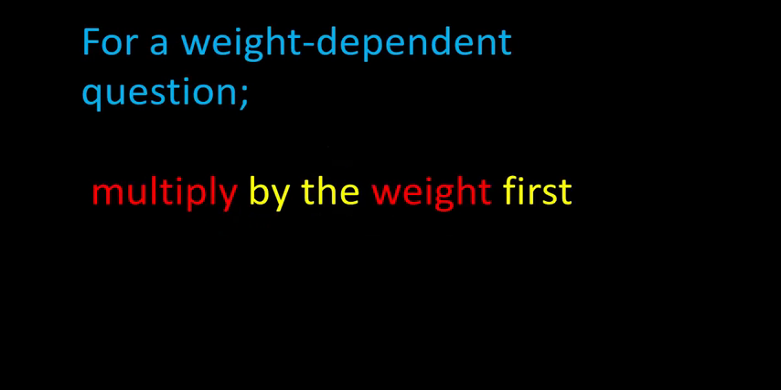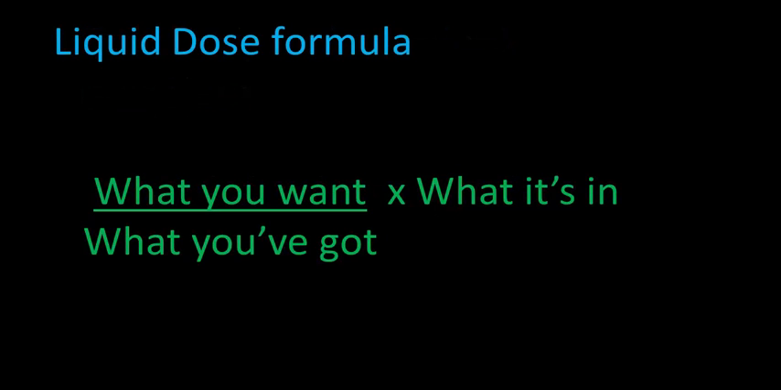When working with weight dependent questions, the first step we must always do is to multiply by the weight. So if, for example, we're given a liquid dose formula which is weight dependent, to find the first part of our formula, the what you want, we would multiply the dosage by the weight. The full formula is what you want over what you've got times the what it's in.